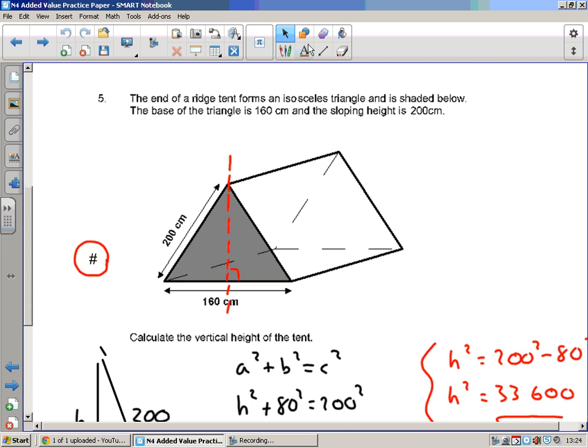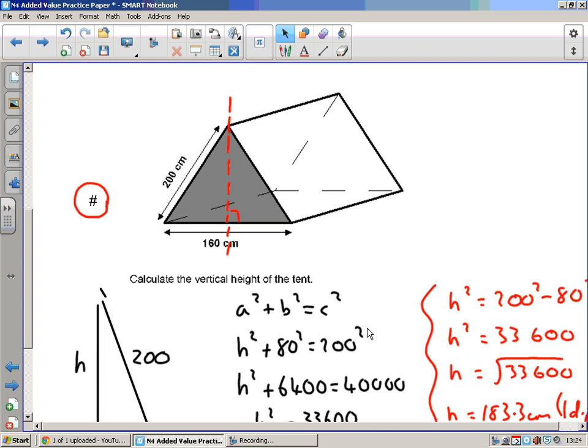So, keyword here is isosceles. If I didn't spot that, we'd have real trouble doing this question. If it's isosceles, that means this side and this side are equal. We'll have a line of symmetry down the middle. So I'm going to use that line of symmetry to create two right angle triangles.